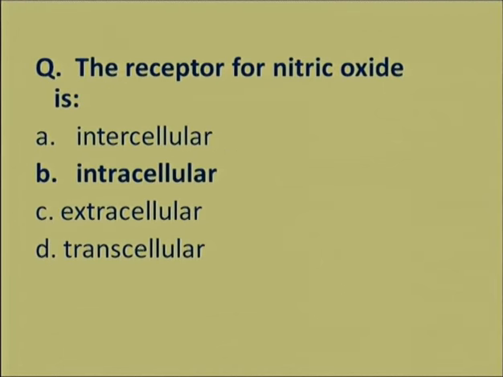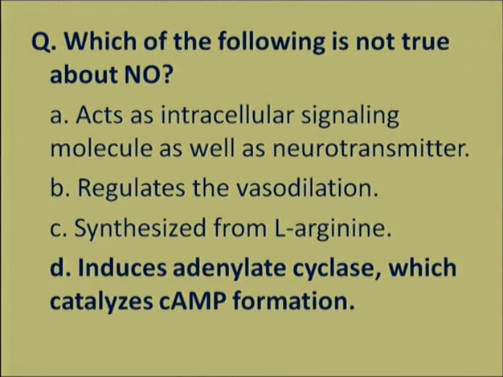not correct. Now, the receptor for nitric oxide is intercellular, intracellular, extracellular or transcellular? So the receptor for nitric oxide is intracellular. In some cases they may also be considered as transcellular, but looking into the entire aspect of the signaling cascade which is being brought about by nitric oxide, the more appropriate answer would be intracellular. Which of the following is not true about NO, or nitric oxide?